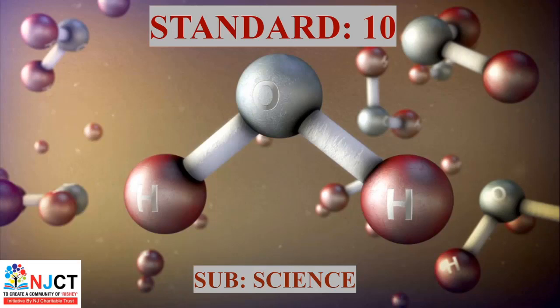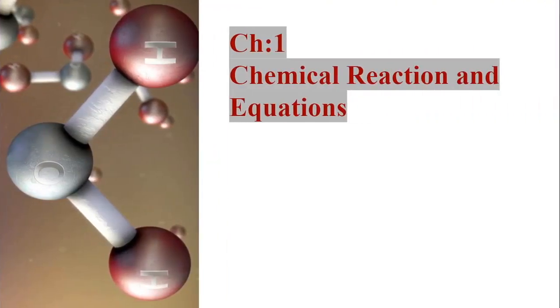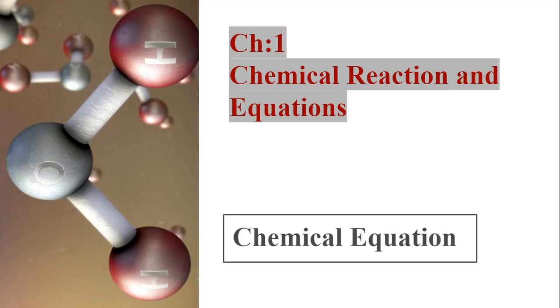In our previous video, we started chapter number 1, Chemical Reactions and Equations. In this chapter, we have learned about physical and chemical change and also seen some activities, Activity 1.1 and 1.2. Today in this video, we are going to learn the new topic of this chapter, which is the chemical equation. How can we build the chemical equation? We will learn today in this video.